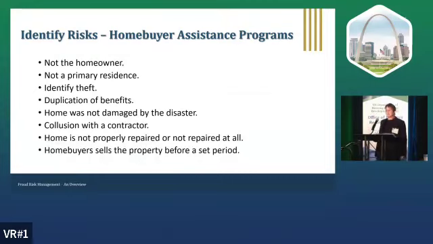Another list that I was asked to run through and bring to your attention. Homebuyer assistance programs. Number one is they're not the homeowner. I realize that there may be indications where there are title issues, but you should have policies and procedures that lay out a roadmap for what to do in those cases. Same thing for not primary residents. Have good policies and follow them.